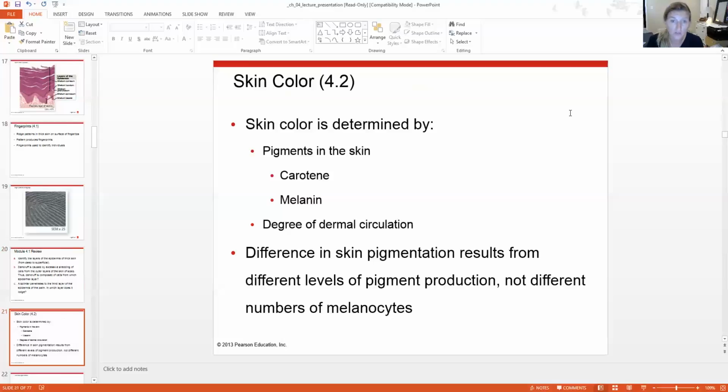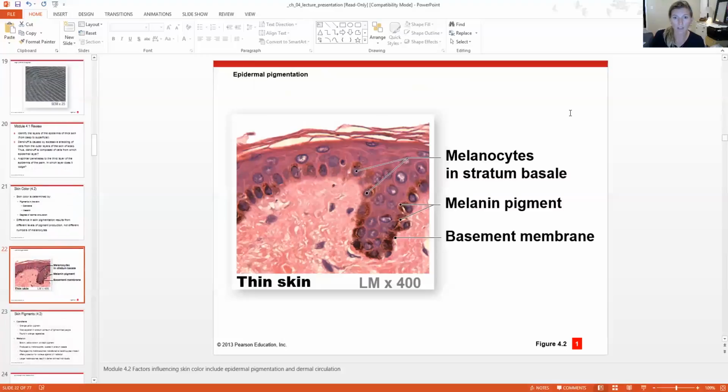Skin color is also determined by the degree of dermal circulation. If you cut off circulation to an area of your body, that area is going to turn whitish, grayish, maybe even bluish in color. So that can obviously affect your skin color. And here you see those melanocytes filled with dark brown pigment in that thin skin, and they're located in the stratum basale.